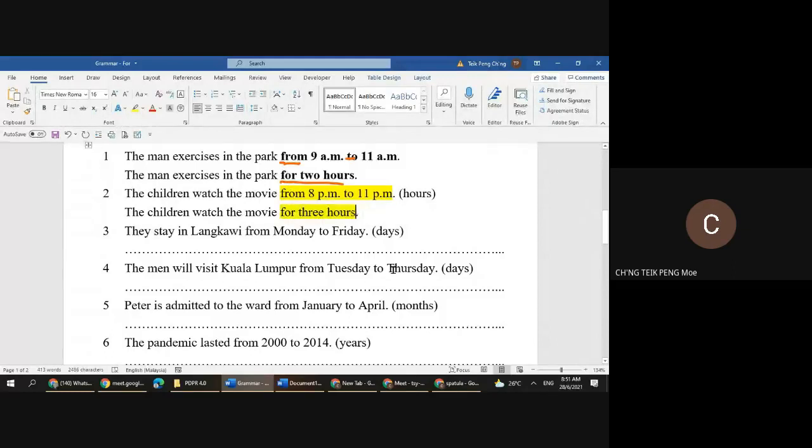Okay, you can use from, to, or for. Tapi for untuk jangka masa lah, alright? Like you want to tell people how long, berapa lama. Okay, number 3, they stay in Langkawi from Monday to Friday. So from Monday to Friday maksudnya dari Isnin sampai Jumaat. Termasuk Jumaat juga. Kalau termasuk Jumaat berapa hari? Anyone tell me the answer? 4 days.